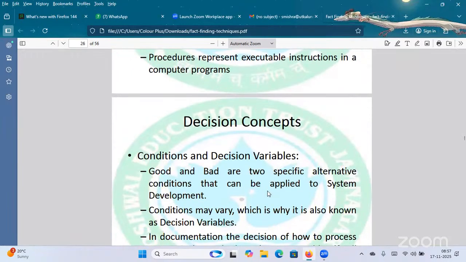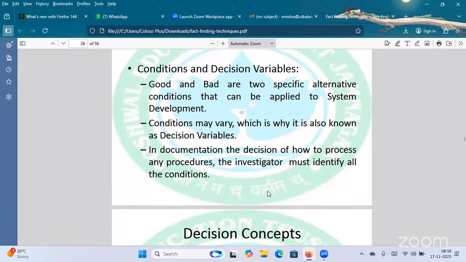So what is a decision concept? Decision concept is the conditions and decision variables. Good or bad are two specific alternative conditions that can be applied to system development, whether that will be taken into account for developing the system or not. It is better for the business or it is not better for the business, like this. So conditions may vary, which is why they are also known as decision variables. So the conditions are always called the decision variables.